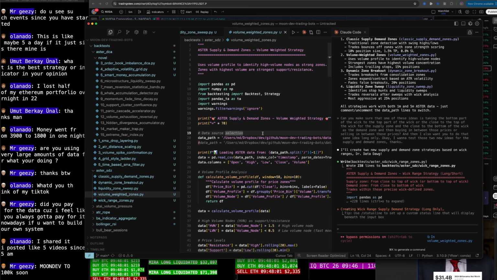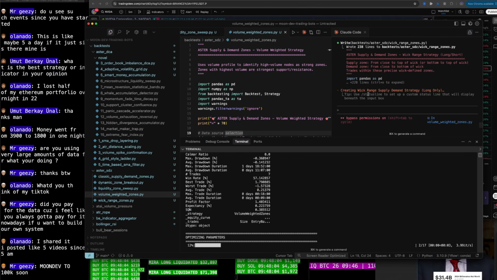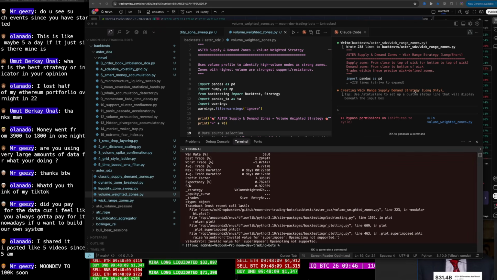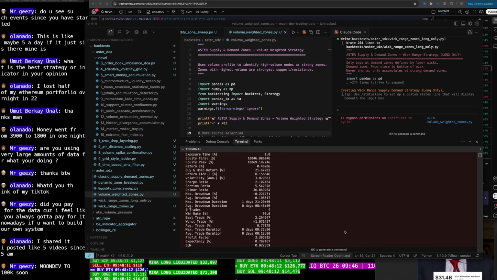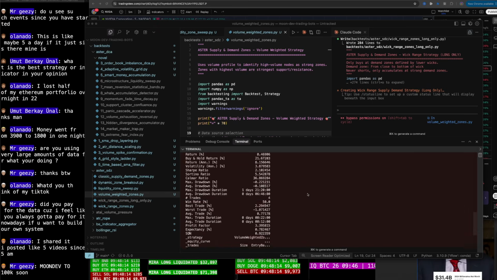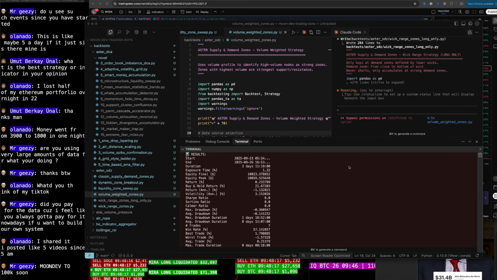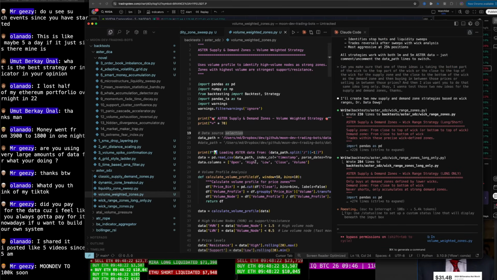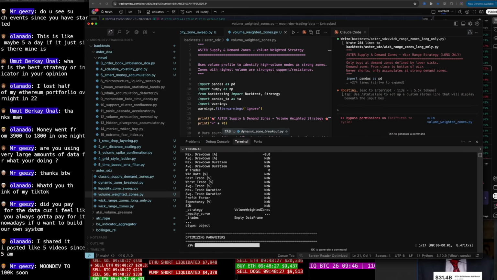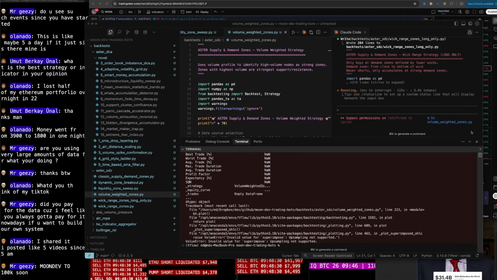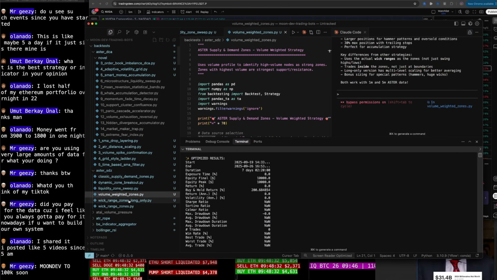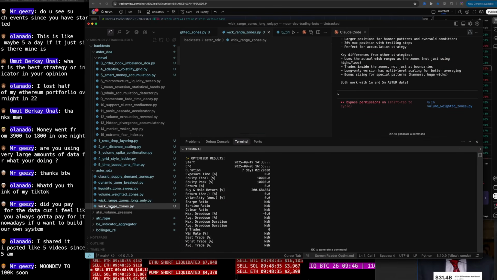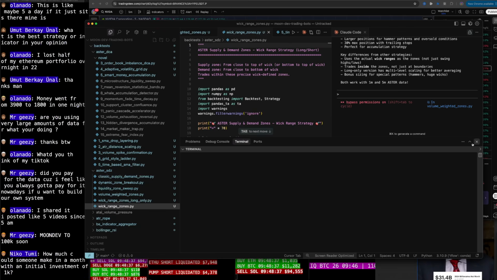Weighted zones here. Let's go ahead and try these out. 0.46% return. 0.23. New data. Nance. Get up out of here. I don't even want to see it. Wick range. Okay, this is the wick range strategy here.